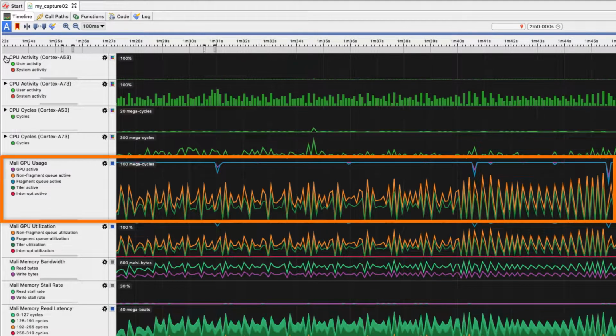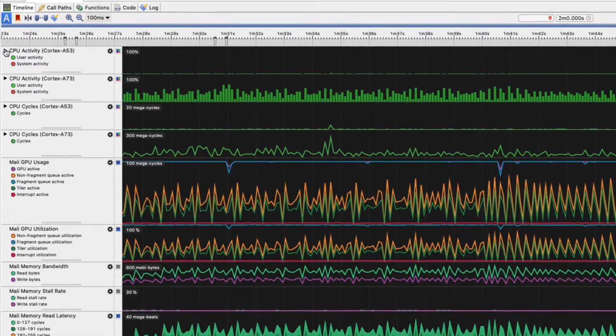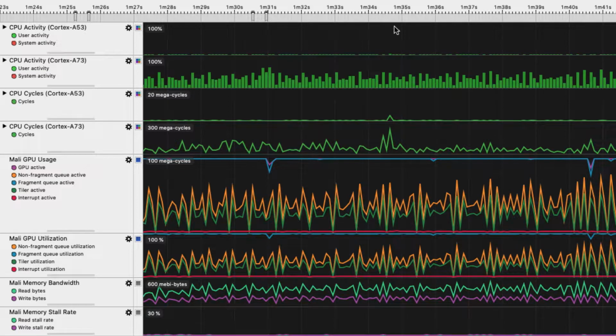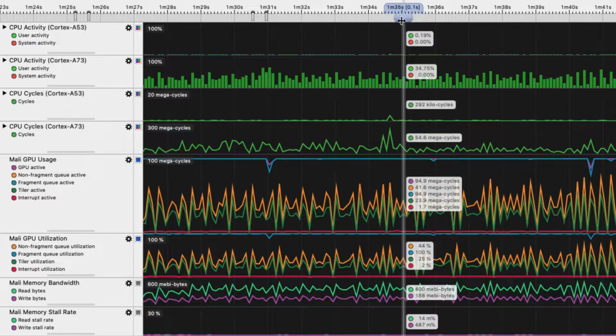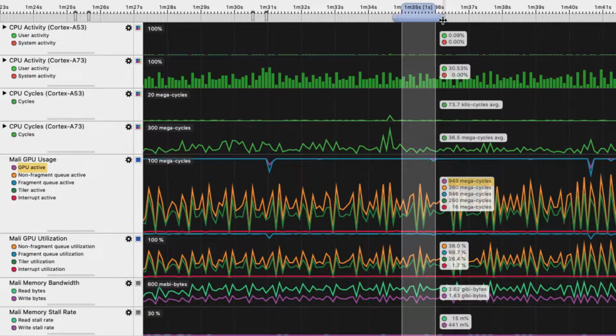Let's look at the GPU usage. It's useful to check what frequency the GPU is running at. If we highlight a 1 second region here, we can see that the GPU is active for 949 million cycles per second. That's 949 MHz, which is the maximum frequency for the GPU in this device. On a higher end device, this number might be much lower, as the GPU might have more shader cores, each running at a lower frequency to achieve the same output more efficiently.